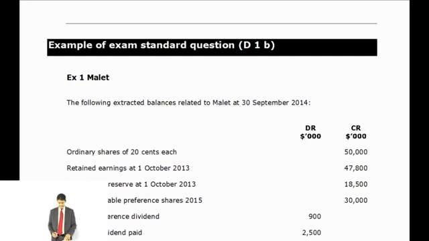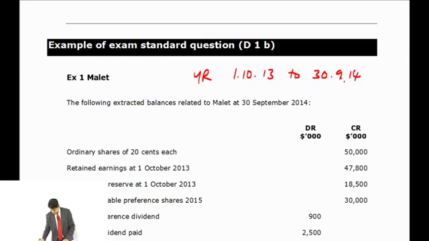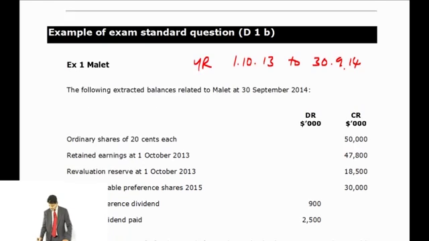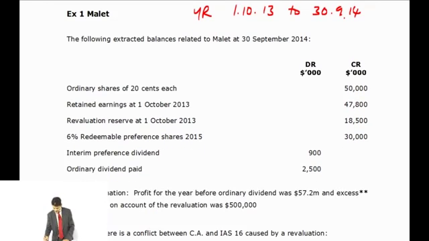Question called Mallet. The following extracted balances. So the year we're dealing with is 1st October 13 to September 14. The ordinary shares of 20 cents each means there's 250,000 shares. This is the ordinary share capital. Retained earnings at the start of the year. So that's at the start.